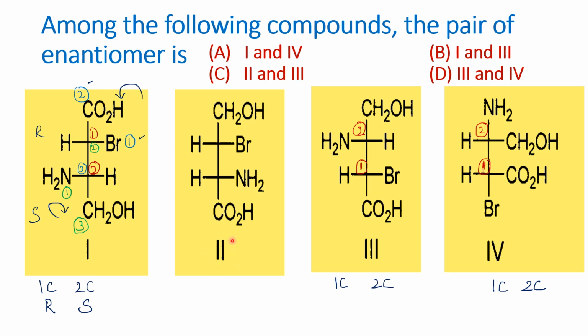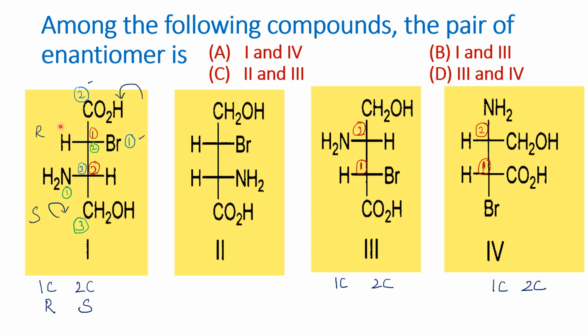So structure 2 is not related to any of the other two because this carbon, which is chiral, has amino carboxylic acid group attached to it, which is not the case in the others. So this is an entirely different molecule. So now coming to the next one.